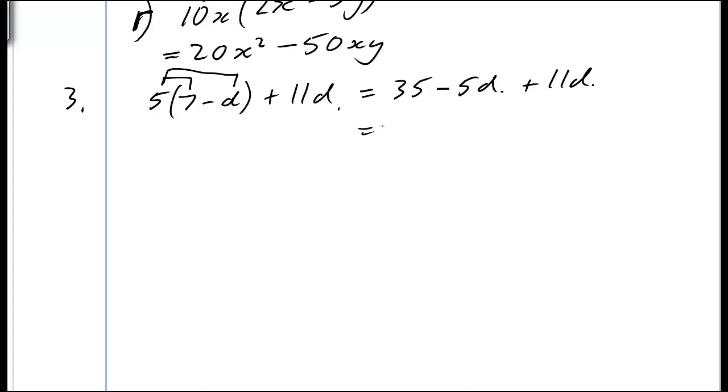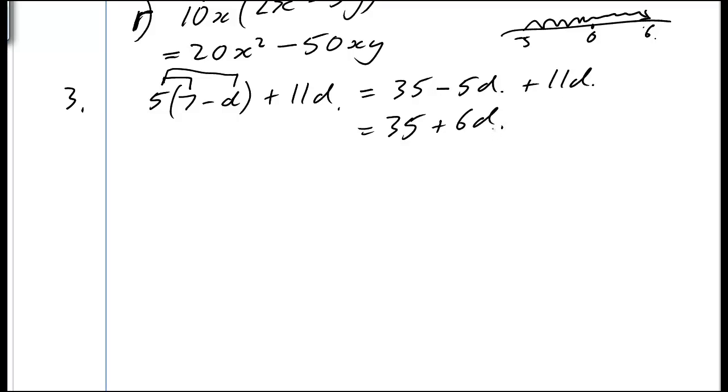Now we can add like terms. So it's going to be 35. Now we've got negative 5D plus 11D. So on the number line, there's 0 there. You're at negative 5, and you work your way up, and you end up at positive 6. Okay, so it'll be plus 6D.